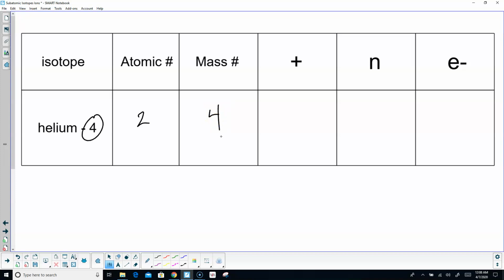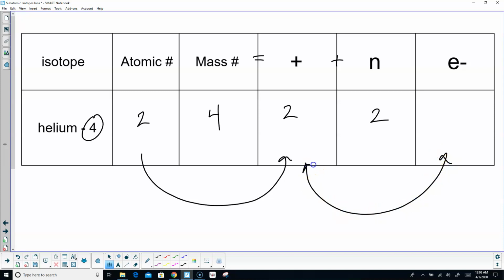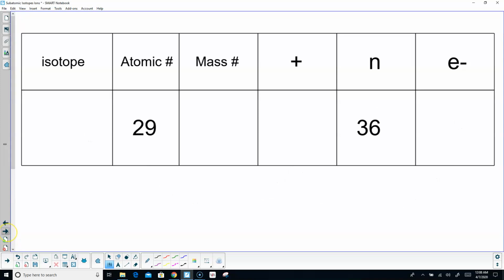Now that we know the atomic number is 2, protons have to be 2. It's the only thing it can be. You will recall that protons and neutrons sum up to be the mass number. So what number plus 2 is 4? There should be 2 neutrons. Notice there's nothing here indicating this thing has a charge, so we must assume the protons and electrons are equal. This is going to be 2 as well. So there's an example of how you would fill out one of these charts.